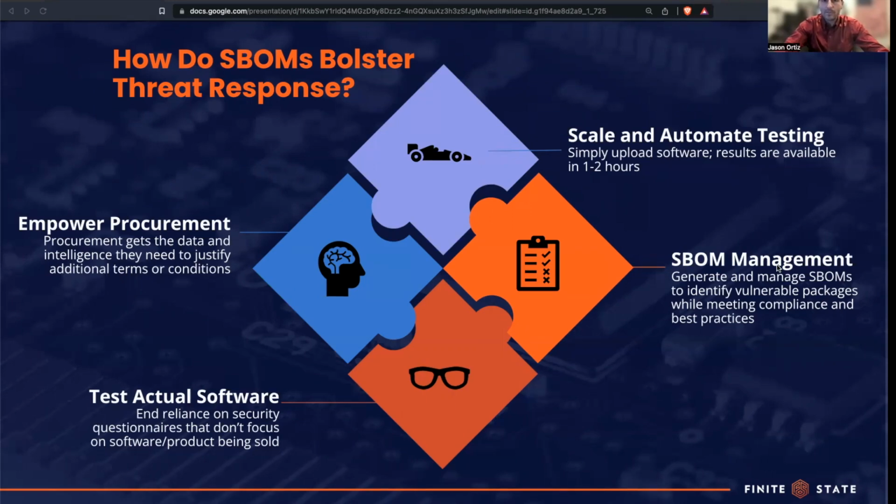You can also leverage an SBOM in terms of procurement. It can empower you if you're trying to procure third-party devices or products, as something that you can take a look at and determine what security your organization requires out of that product and out of the software that's integrated in that product. Last, of course, it also will help you test the actual software that's present in those products instead of relying on questionnaires.